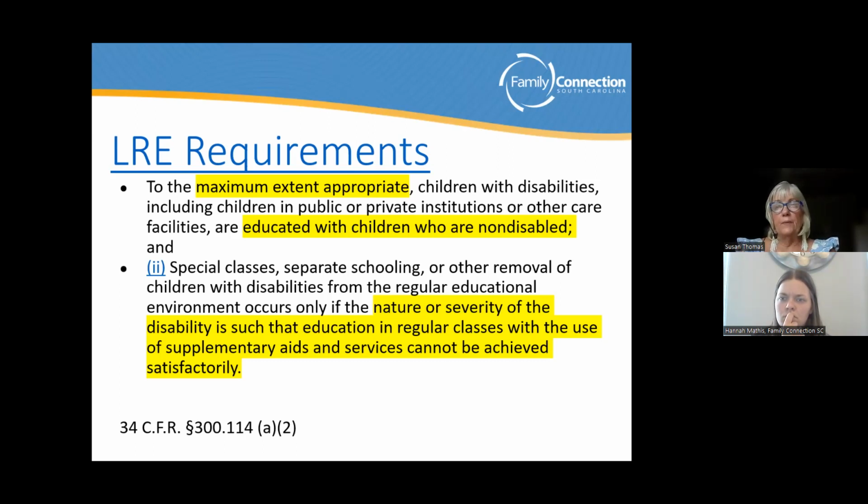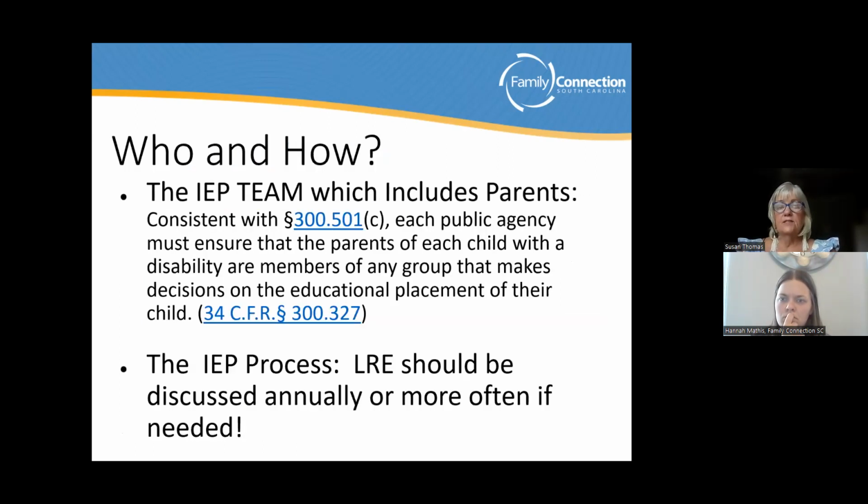And so we want to make sure that we have a thought process to go through that. So who and how do we make those decisions? Well, the IEP team makes that decision. And remember, the IEP team includes the parent. And I like this part of the law, section 300.327, that really talks about placement. It says that we have to ensure that the parents of each child with a disability are members of any group that makes decisions on educational placements of their child. So it's very important for parents to be a part of this process and for parents to understand this process.